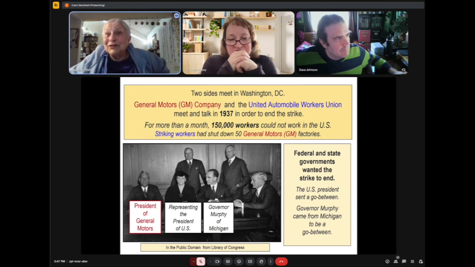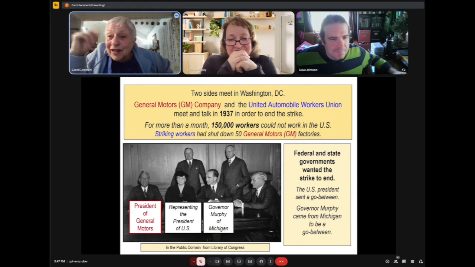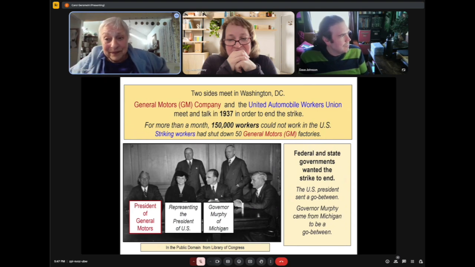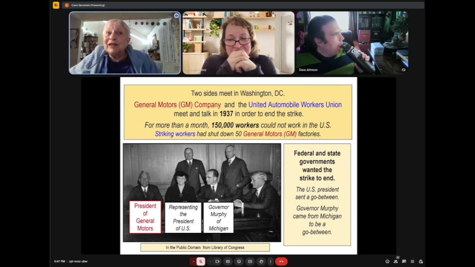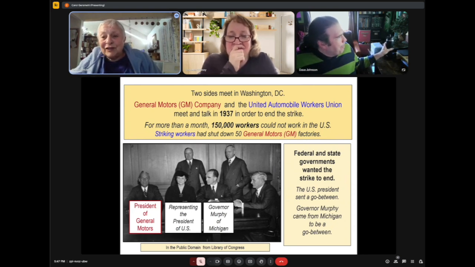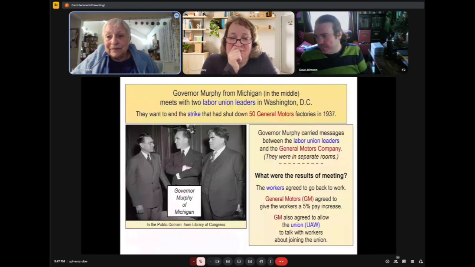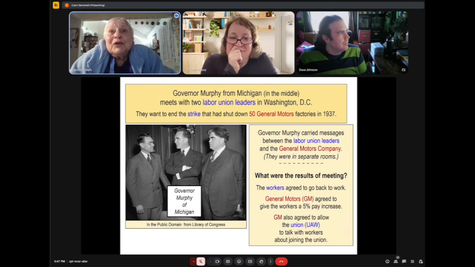Do you know why it's really important that Governor Murphy was there? Because the union guys representing the workers were not in the same room. Governor Murphy had to carry messages between the president of General Motors and the representatives of the unions. This is like not getting along. Governor Murphy here is standing with union representatives in their room.